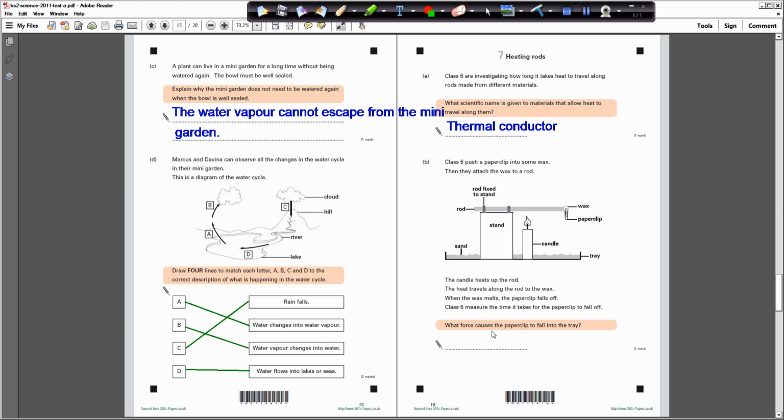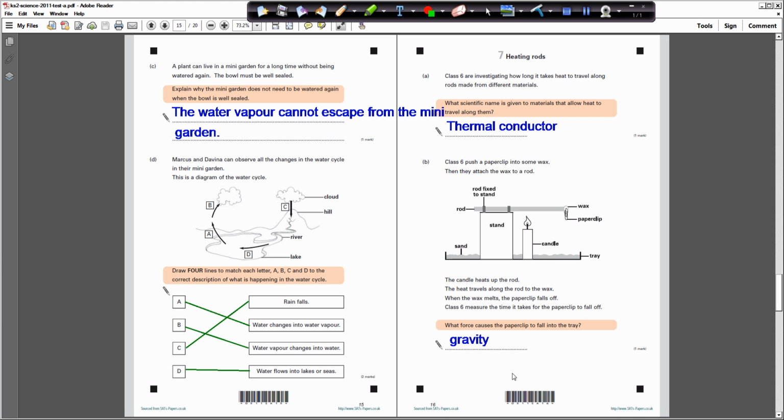What force causes the paper clip to fall into the tray? Easy one, go on, Rian. What causes the paper clip to fall down? The wax. The wax melting. No, that's not a force. What causes it? Quiet. What causes anything to fall down?